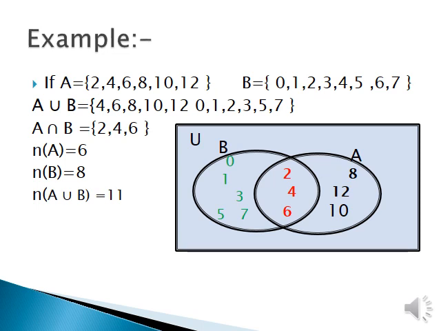If you observe here properly, if we add n of A and n of B, the addition will be 6 plus 8, that is 14. But from here you can see only 11 elements. Then where are the 3? Yes, you are very correct. These 3 elements, 2, 4, 6, were repeating, so we have reduced that 3.